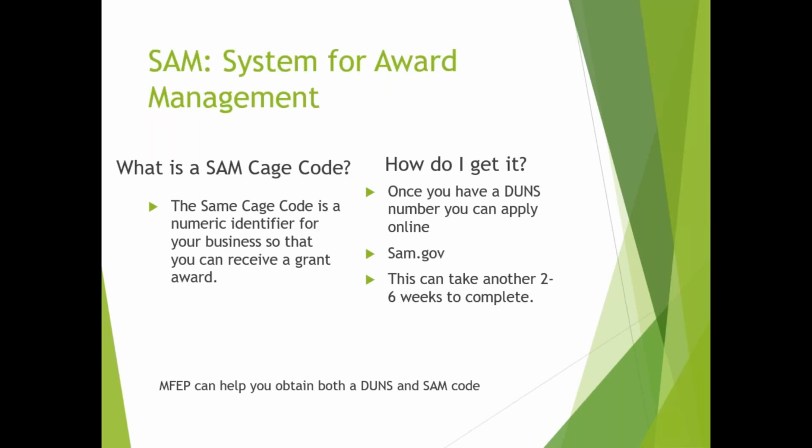So SAM, the System for Award Management, we talked a little bit about before. This is, again, another numeric identifier, but specific to the System for Award Management. Once you have a DUNS, you can go to sam.gov and apply for this. This number should come through rather quickly if everything matches how the DUNS was submitted. If it doesn't, it can take a lot longer.